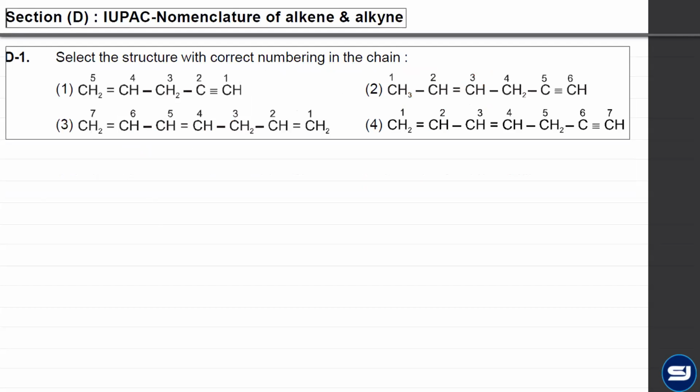Next, coming to nomenclature of alkene and alkyne. So now, in case of alkene and alkyne, we have a functional group, that is a double or a triple bond. So here the longest chain should be selected containing all the functional groups, the double or the triple bond in the chain.